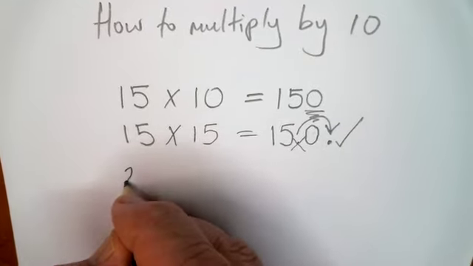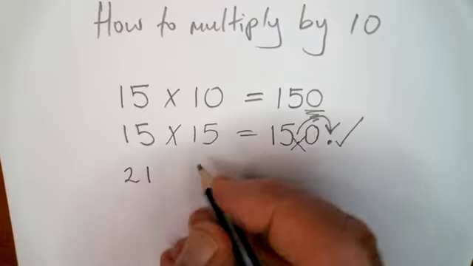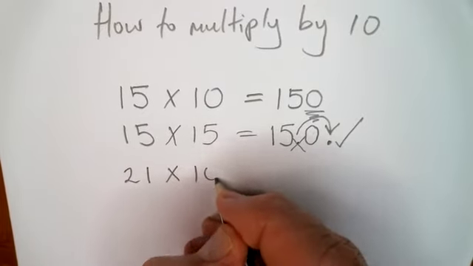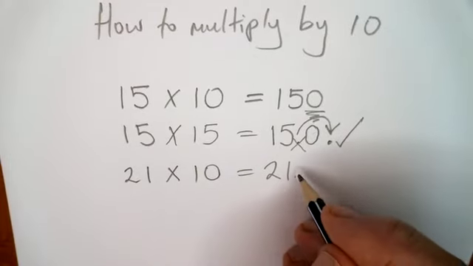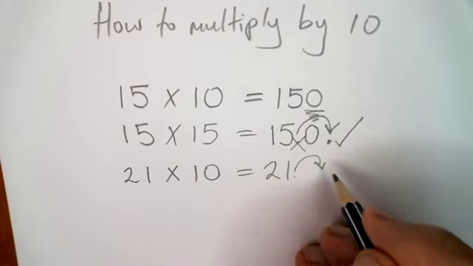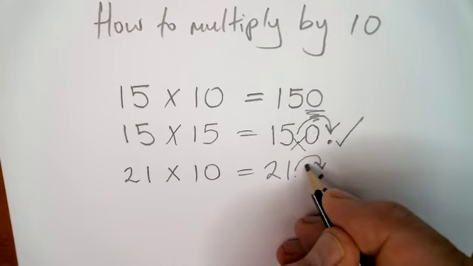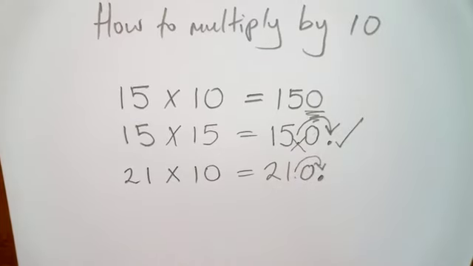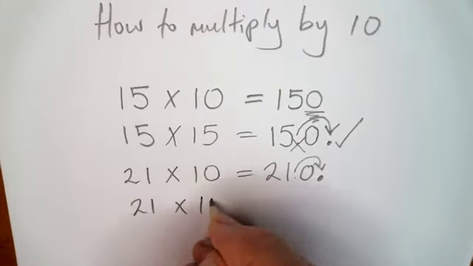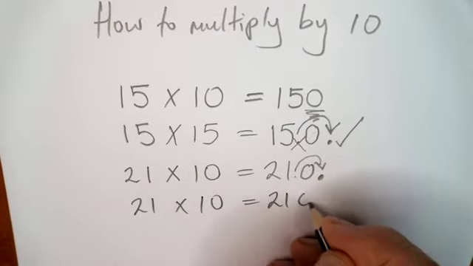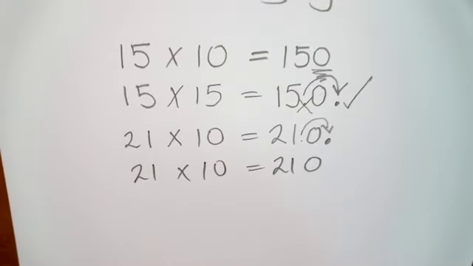So here's another example. Let's say we've got 21, and we're going to multiply that by 10. I can take my 21, my decimal place, which is there, move it one space to the right, which is now here, put a placeholder in that gap, and the answer is 210. Or I can just add a 0. So 21 times 10 is 210. So there are two useful ways.